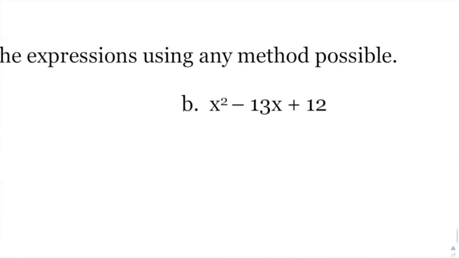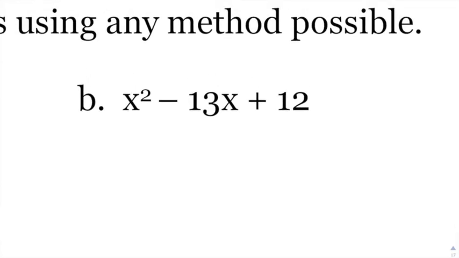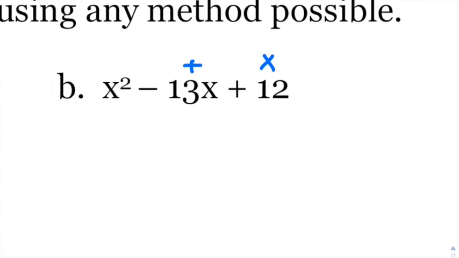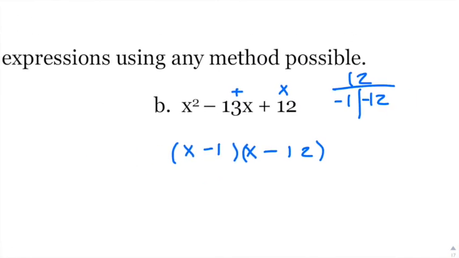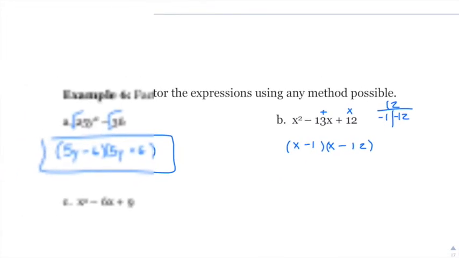Okay, and then let's see with this one. We have to figure out what multiplies to 12 and adds to negative 13. There's no common factor to begin with here, so we just start right away. x times x gets us x squared in the front. So what multiplies to positive 12 and adds to negative 13? Don't forget about 1 in the number. So this one's negative 1 and negative 12. And that should add up to negative 13.